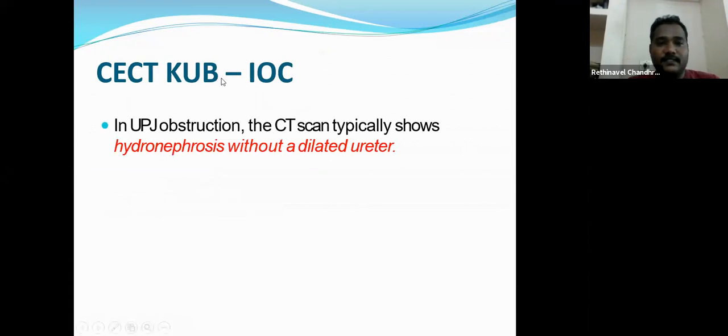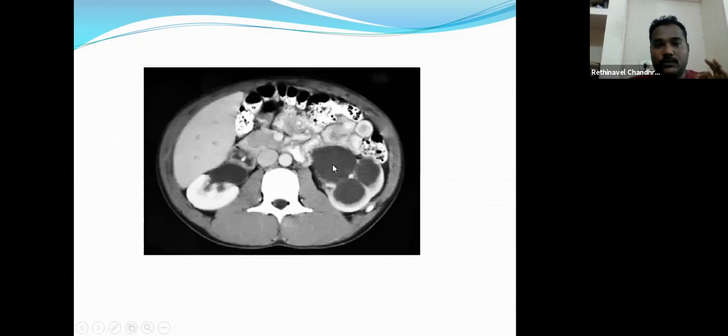What is the investigation of choice in PUJO? Though ultrasound and IVU are initial screening tests, the investigation of choice is contrast enhanced CTKUB. What is the typical finding in PUJO? As I already told, there will be hydronephrosis without a dilated ureter. Whenever there is hydronephrosis but we are not seeing the ureter, you should think about PUJO. You can see in this picture a marked dilatation of the collecting system.